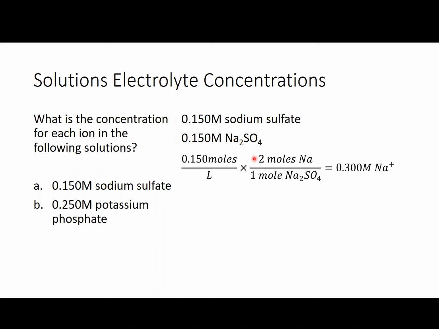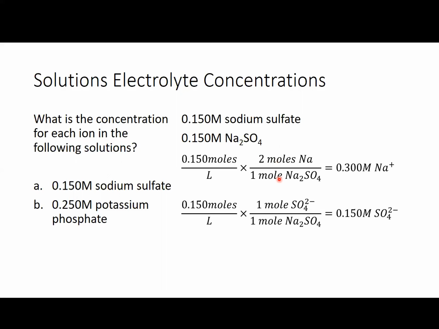So it's just 2 times that. And the reason for that is because I've got 2 moles of sodium for every 1 mole of sodium sulfate. To do the same thing for sulfate, I've got a 0.15 molar solution of sodium sulfate. Every mole of sodium sulfate contains 1 mole of sulfate. Sulfate is the anion, not sulfur and peroxide. The group, SO4 2 minus. So 1 mole of sulfate is in 1 mole of this.